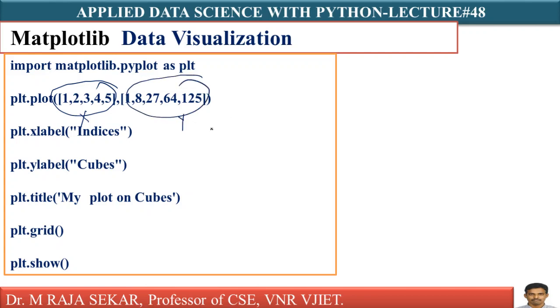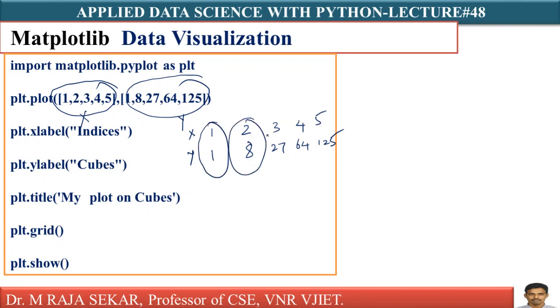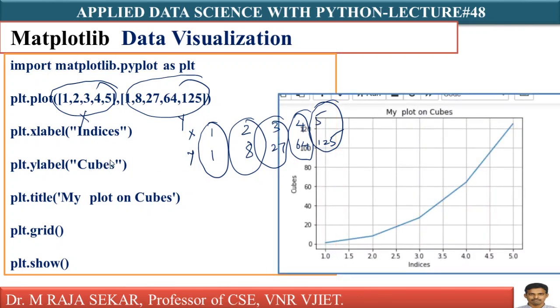Therefore, how can I write? 1, 2, 3, 4, 5. This is my x. What about my y? 1, 8, 27, 64, isn't it? Then 125. These are the points: 1, 1; 2, 8; 3, 27; 4, 64; 5, 125. Its x label I already discussed. What is the y label? I already discussed. My plot on cubes, this is the title.